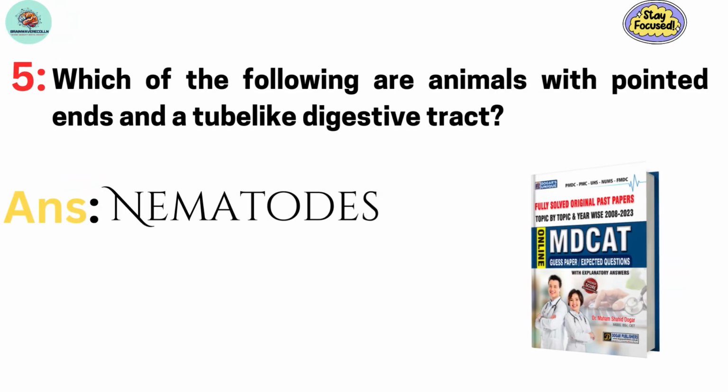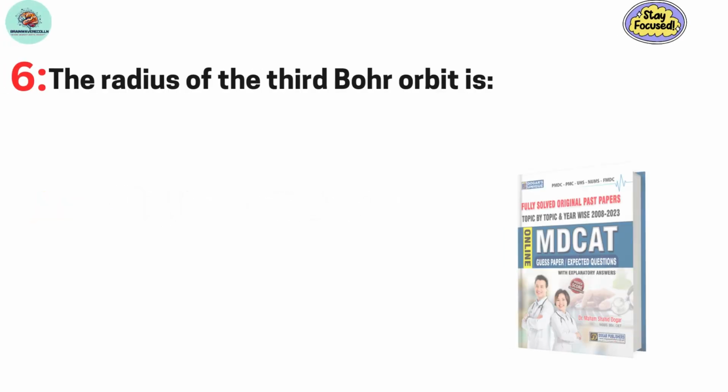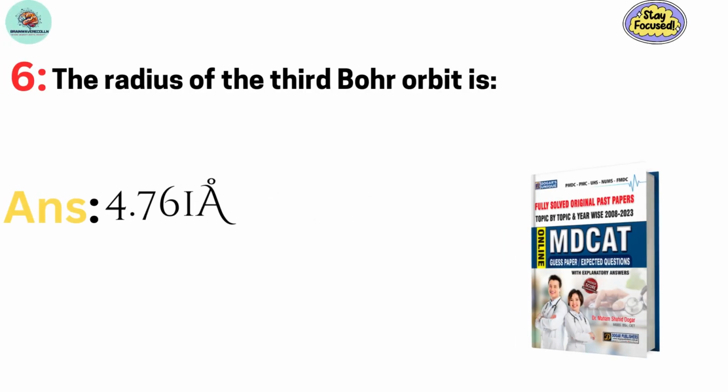Which of the following are animals with pointed ends and a tube-like digestive tract? Answer: nematode. The radius of the third Bohr orbit is? Answer: 4.761.